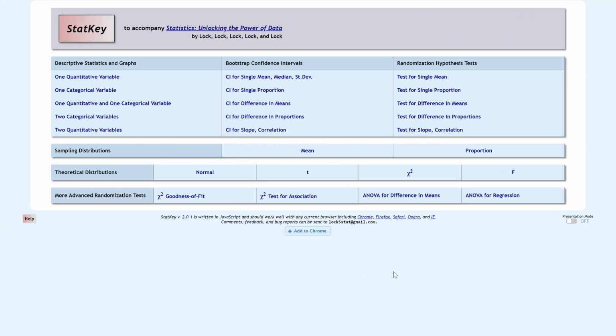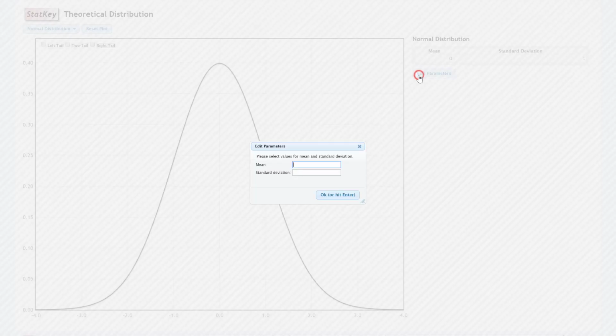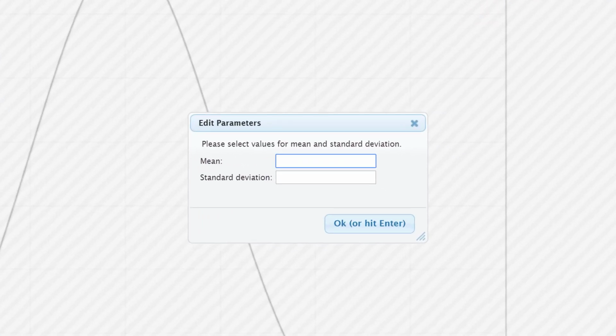Here in StatKey, I'm going to construct a normal distribution. The default is the standard normal distribution, or Z distribution, where the mean is 0 and the standard deviation is 1. We need to change this. Our sampling distribution is going to have a mean of 0.49 and a standard deviation of 0.022.